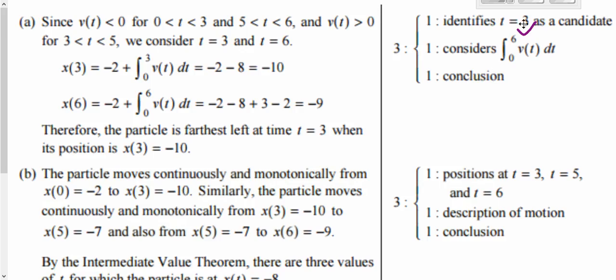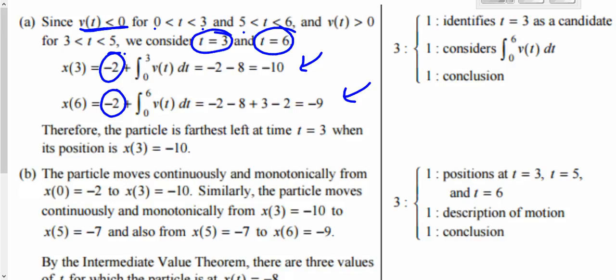So here is our rubric. It says, since the velocity is less than 0 for 0 to 3 and 5 to 6, we consider t equals 3 and t equals 6, because, so that's what we said, those were the times that we moved left, so that's what we needed to check. So we did end up with these two integrals. So we had our initial position plus the integral, initial position plus the integral, and then we had a conclusion, therefore the particle is furthest left at 3 when our position is negative 10.